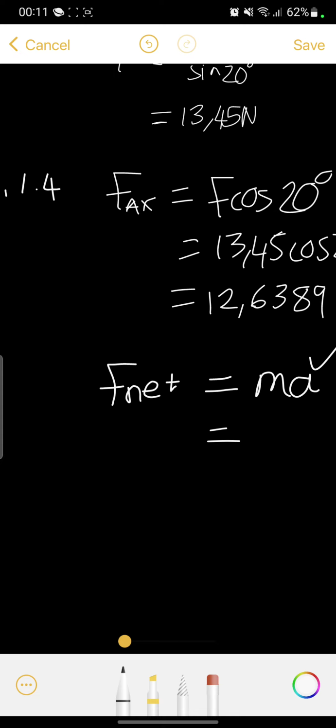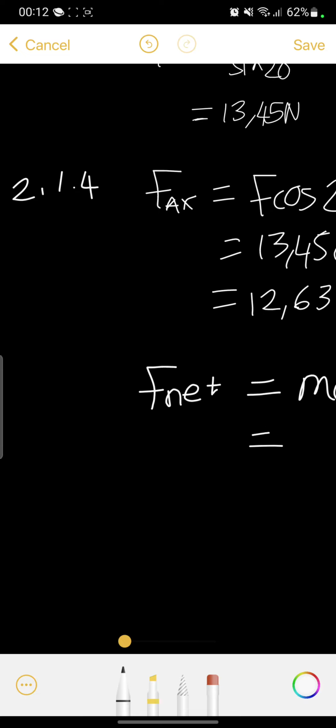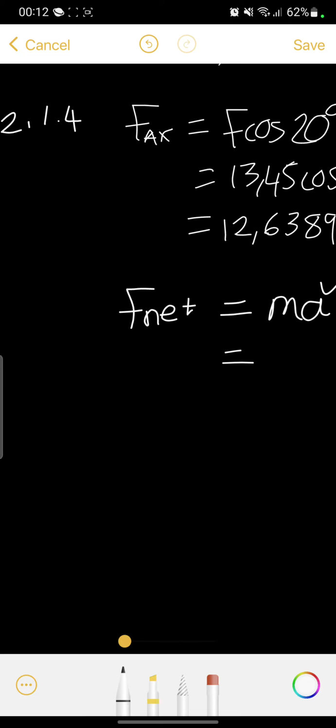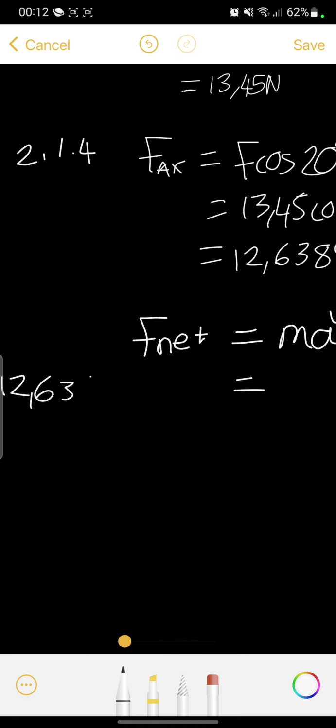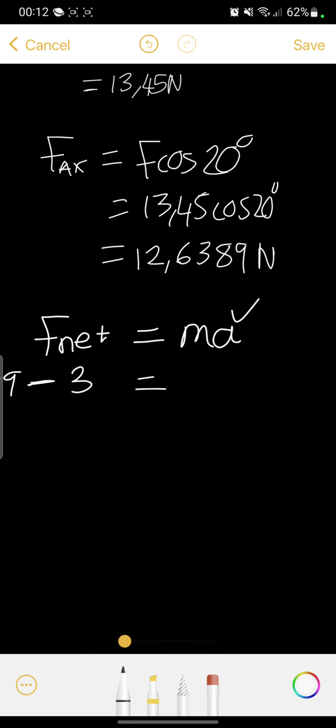So for F net, we're considering the forces acting horizontally, and we said that we have friction, which is obviously acting opposite the motion of the object. So let's start with the motion of the object. We said that its horizontal component is 12.6389, and minus, because it's acting in the opposite direction, our friction that was given to us as 3 newtons, is equal to ma.